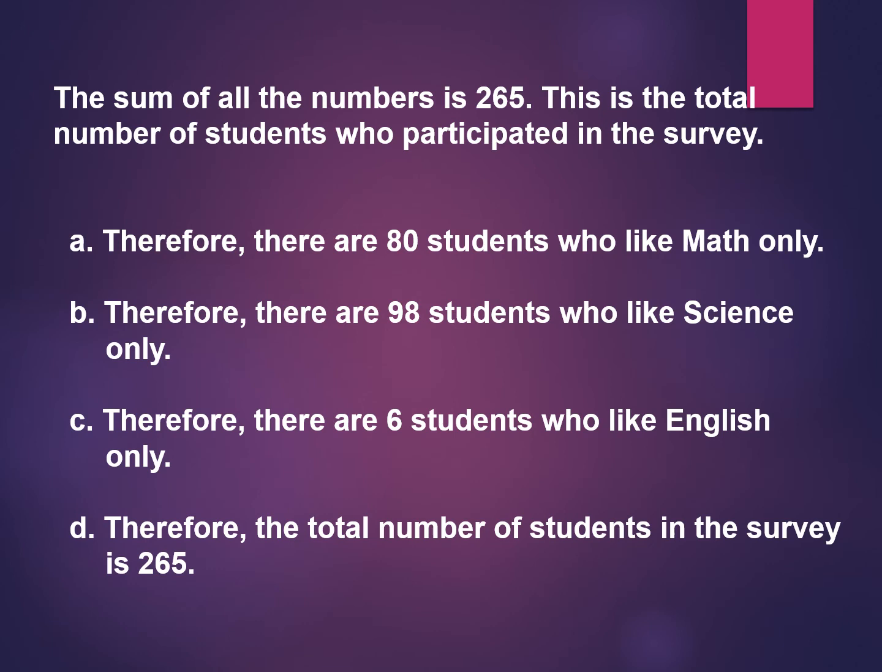The sum of all the numbers is 265. This is the total number of students who participated in the survey. So, therefore, there are 80 students who like math only. There are 98 students who like science only. There are 6 students who like English only. And the total number of students in the survey is 265.